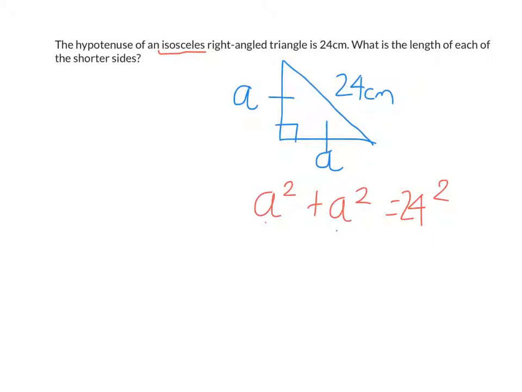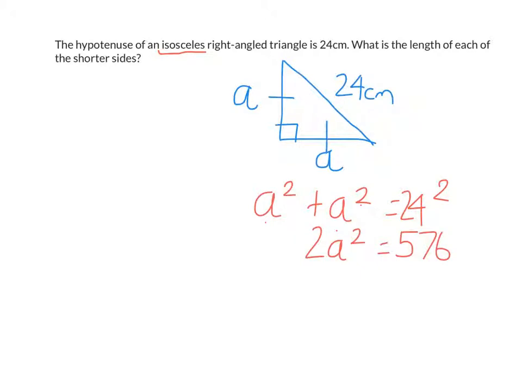Now, don't freak out. You might be thinking, oh my god, do we have to use quadratic equations because of the squared term? Well, we don't, because this can be simplified easily. A squared plus a squared is 2a squared. They're like terms. 24 squared is 576. I want to get a by itself. I need to undo everything I've done to a.